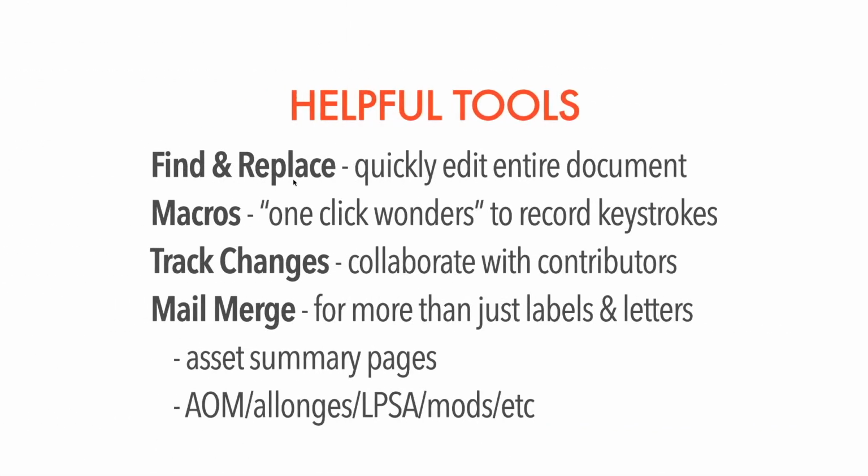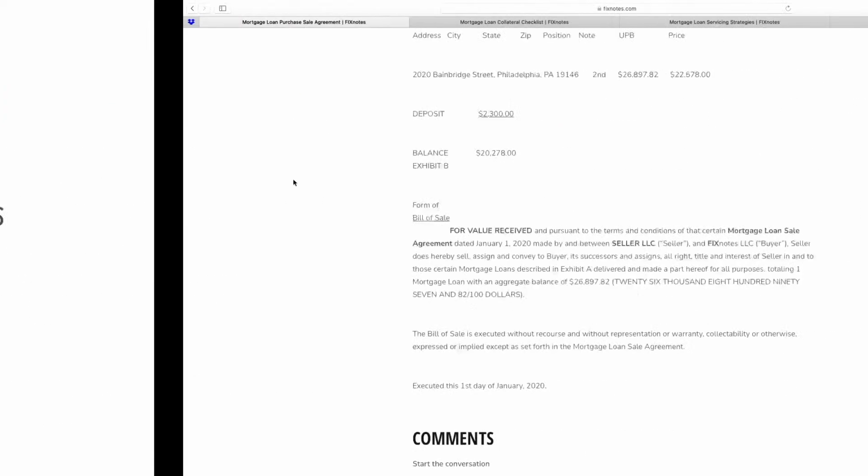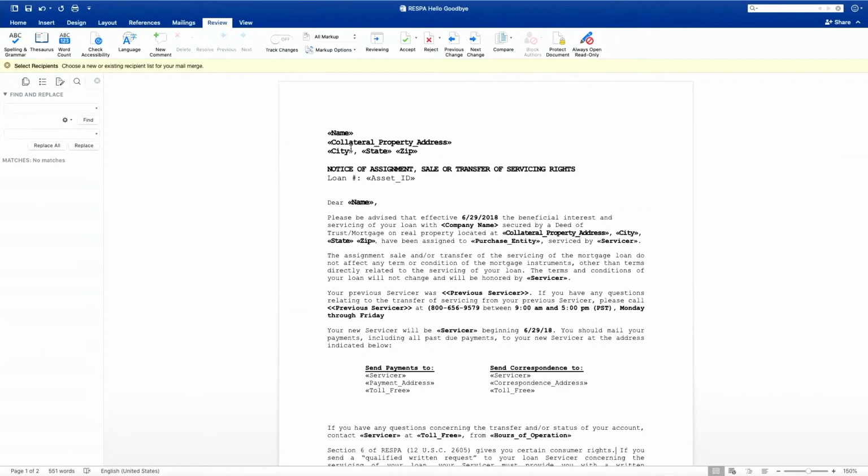And then finally, mail merge. Yes, for more than just labels and letters. A couple examples here: asset summary pages, assignments, allonges, purchase sale agreements, modifications. There's a lot you can do with mail merge. And we're gonna look at it over here because we've already got the merge tags.